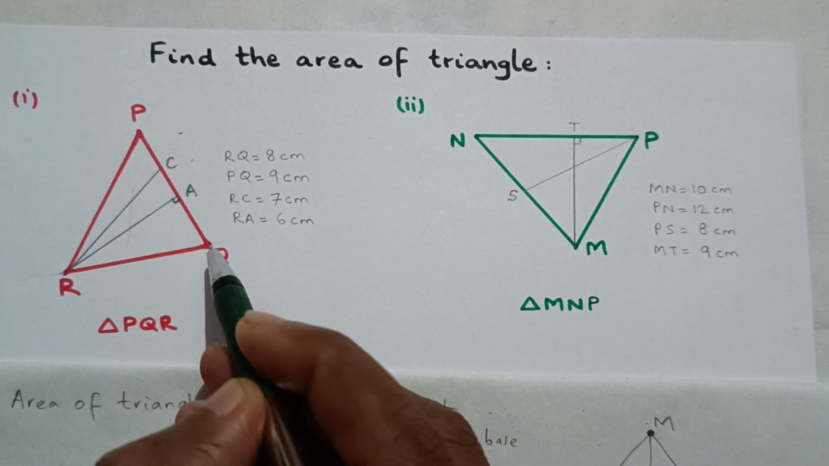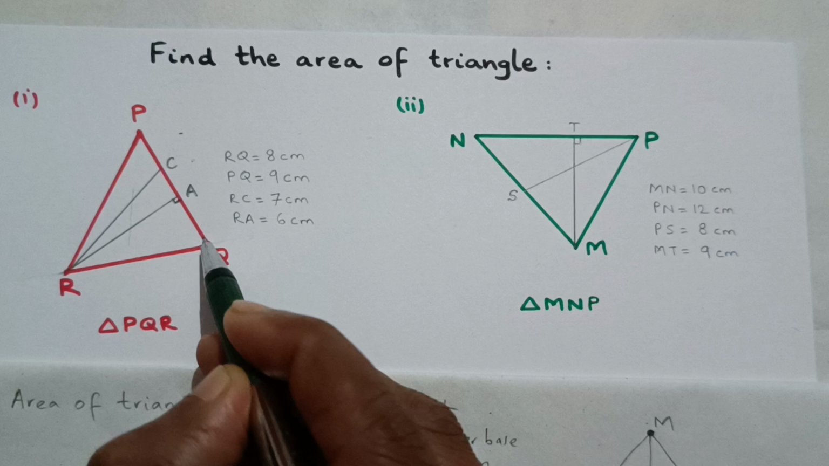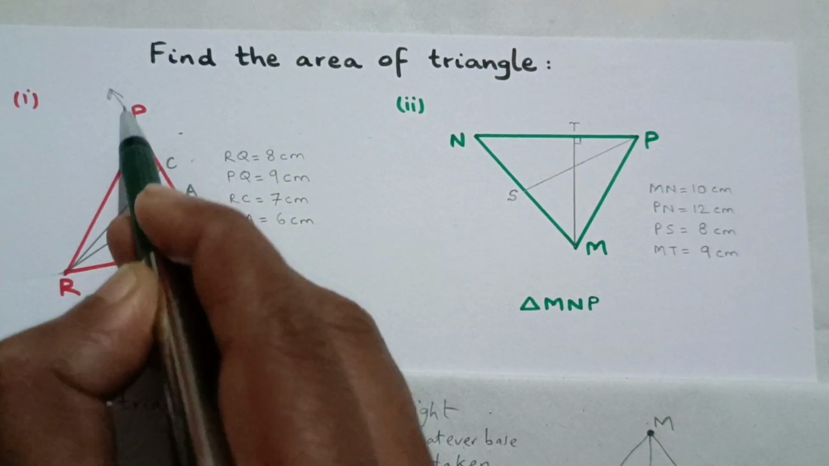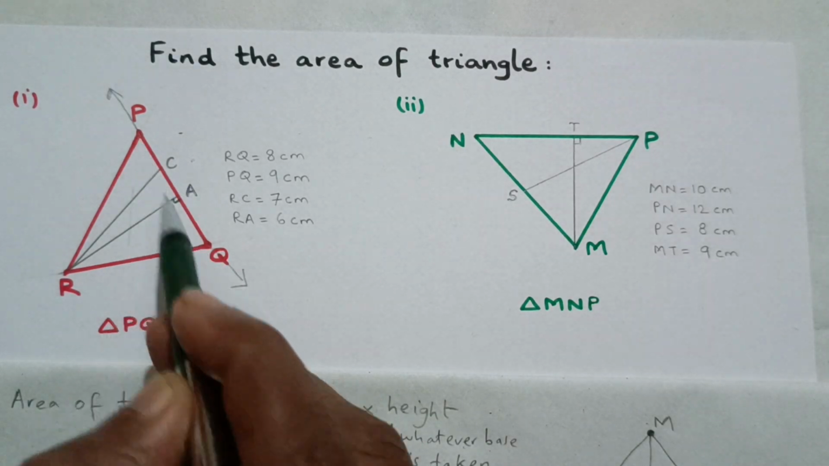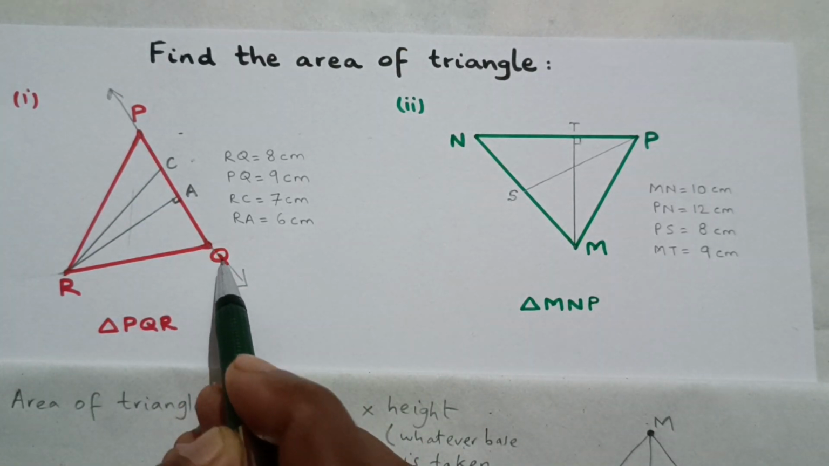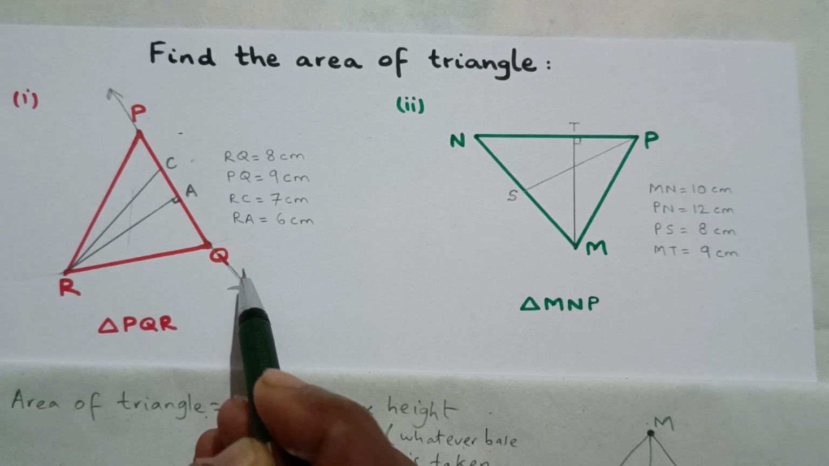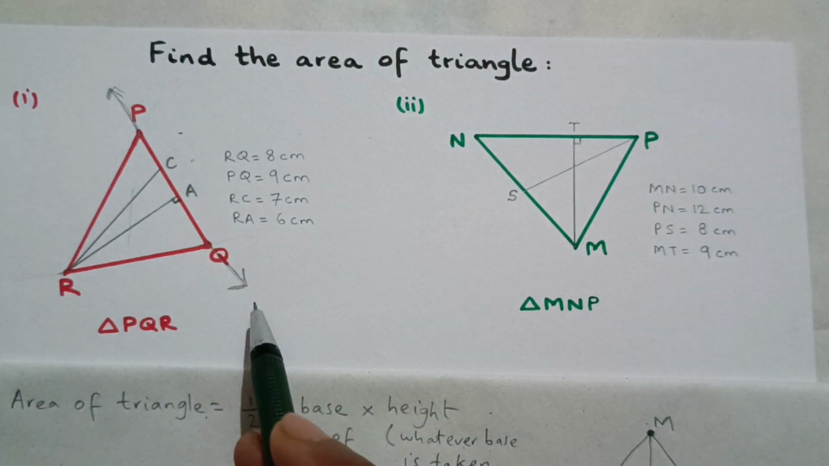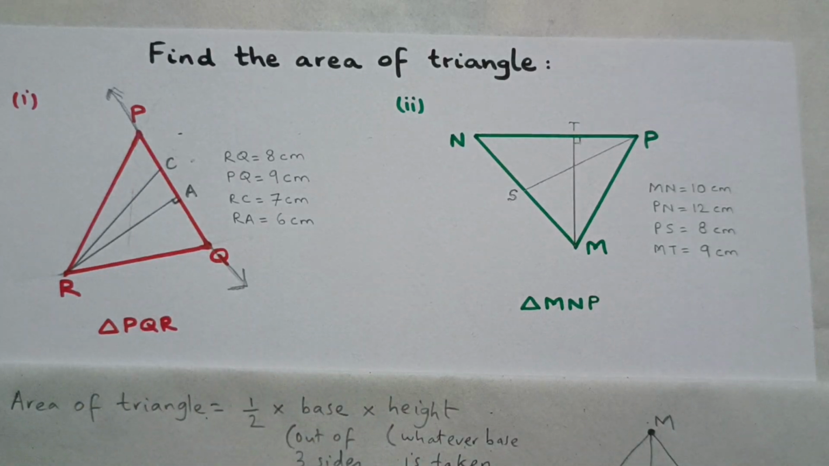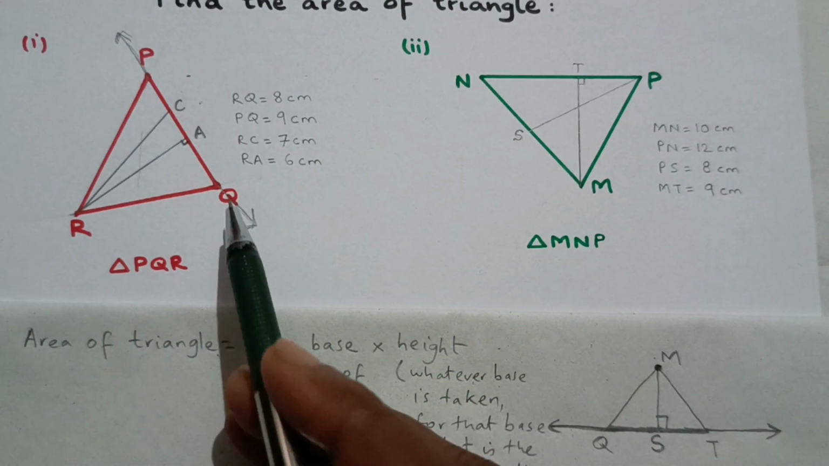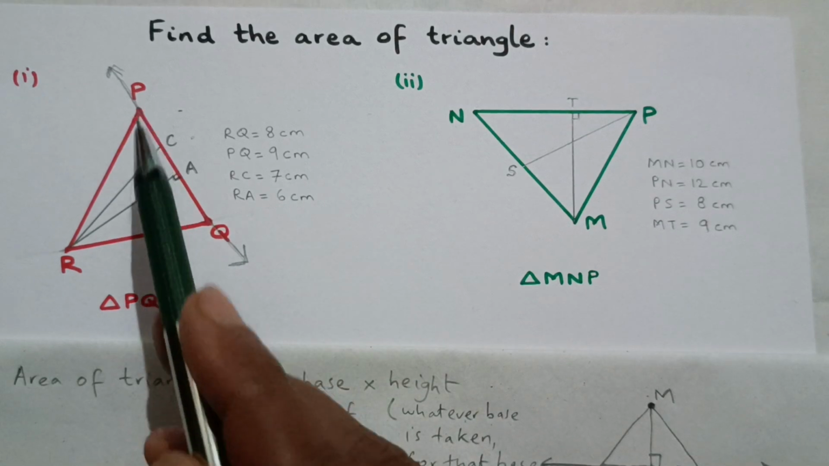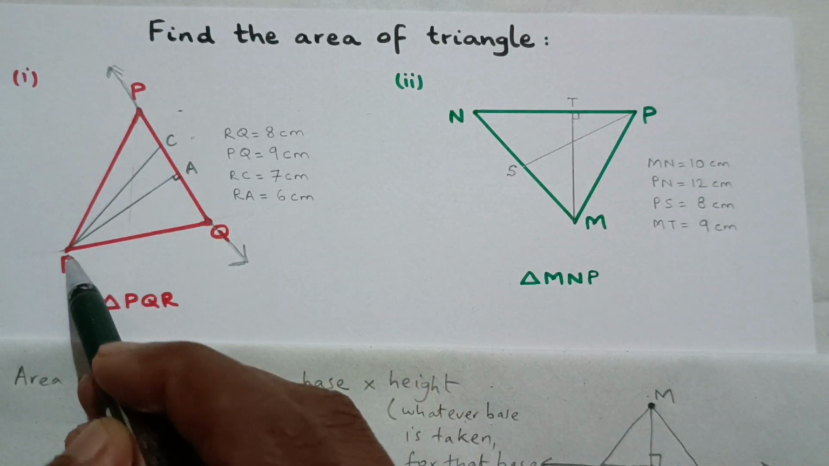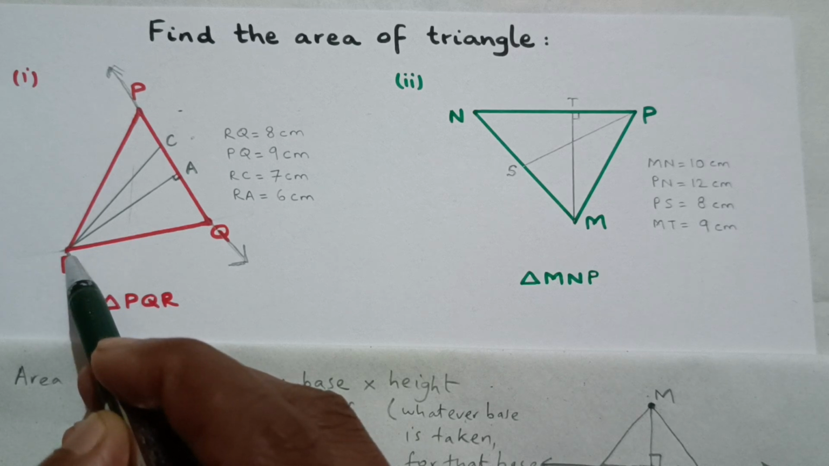So QP now is our base. Let me extend this line in both the directions, like this. On this line, side QP sits. Now we have to find the corresponding height for the base QP. So for QP, what is the opposite vertex? The opposite vertex is R.